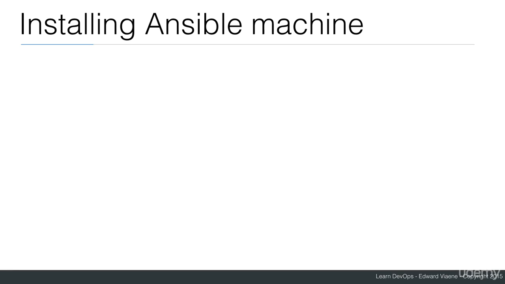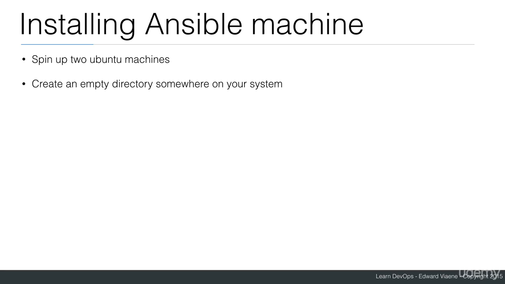Let's see in a bit more detail how we can push configuration files to hosts with Ansible. First, we need to spin up two Ubuntu machines. One will be the Ansible machine itself, the other one will be our host where we want to install a web server on. First, you need to create a directory somewhere on your system.